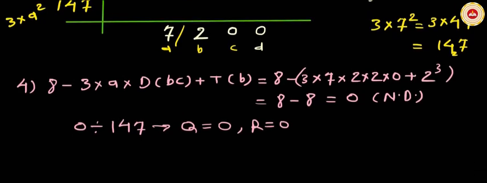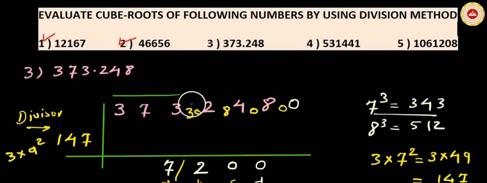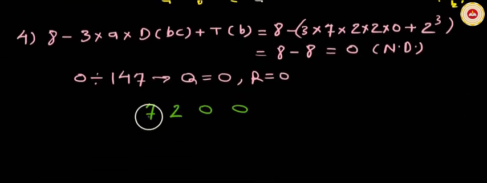So let us write the final answer. The final answer is 7200. Write these values of A, B, C, D, which is the cube root. Now the decimal point: how to give it? Count the number of groups in the given number. There is only one group. So count one digit from left to right and give the decimal point there. So this is our answer, 7.2.